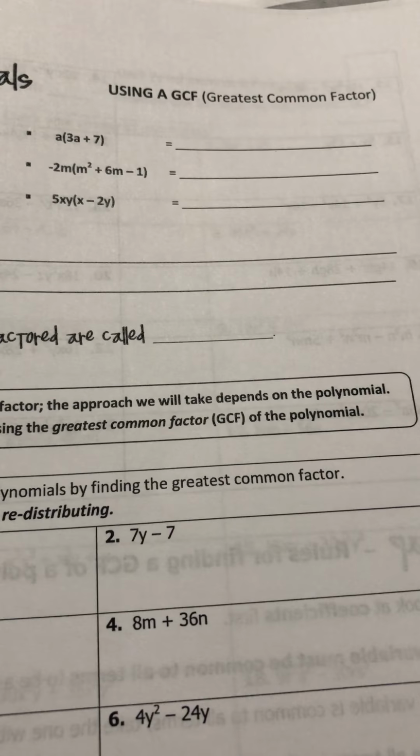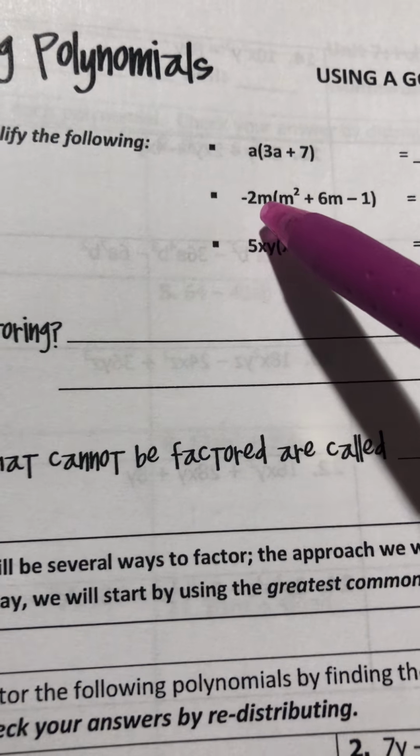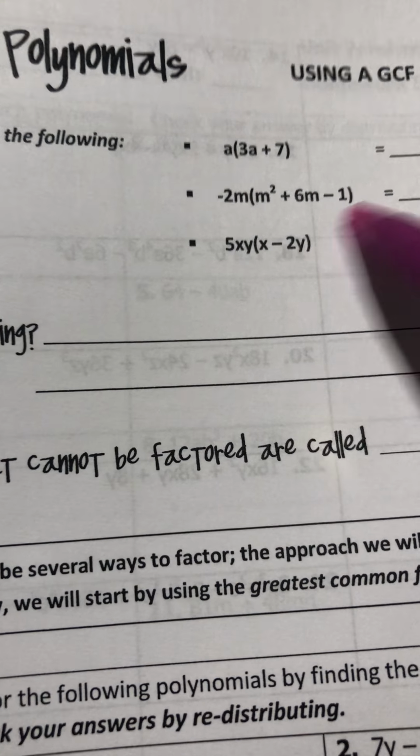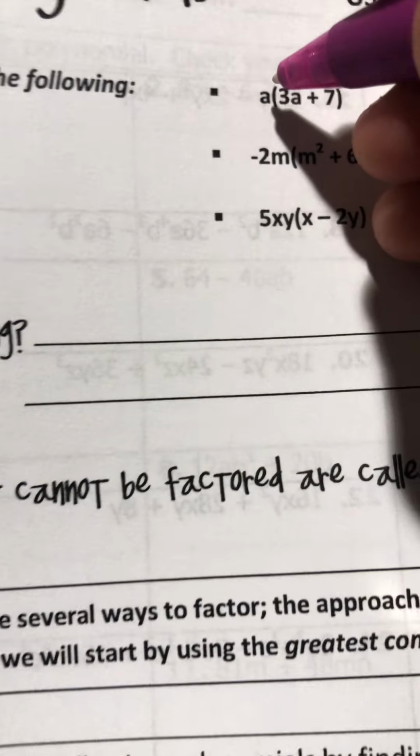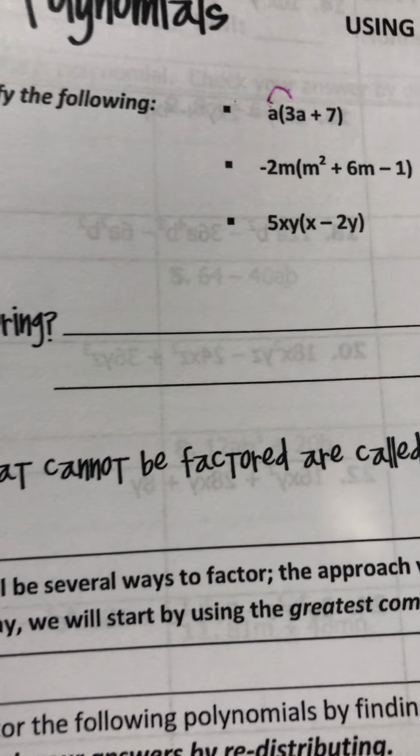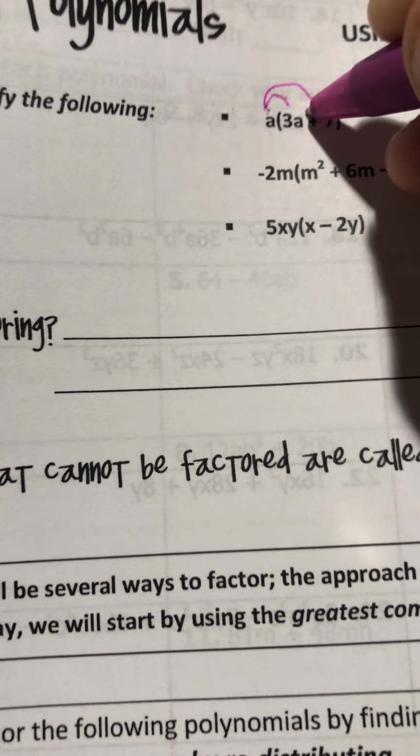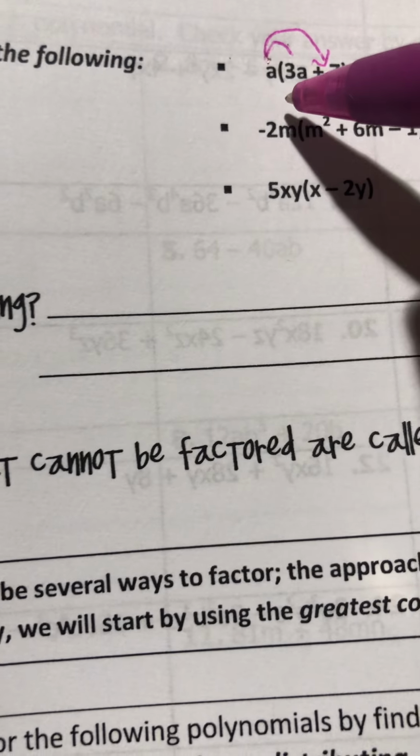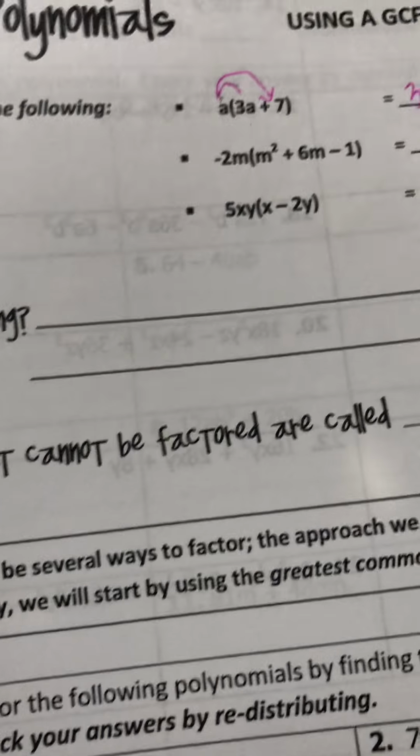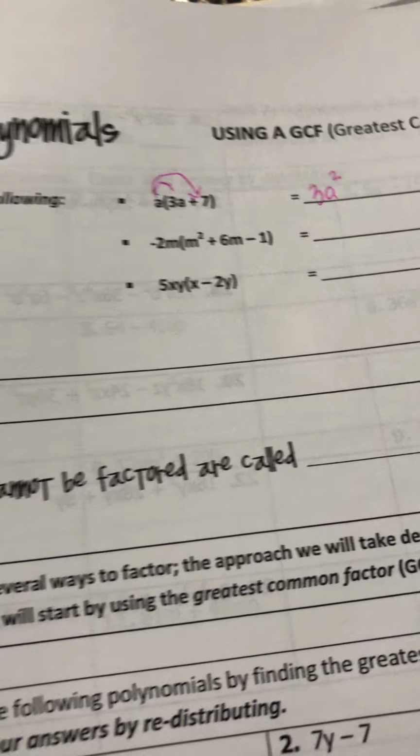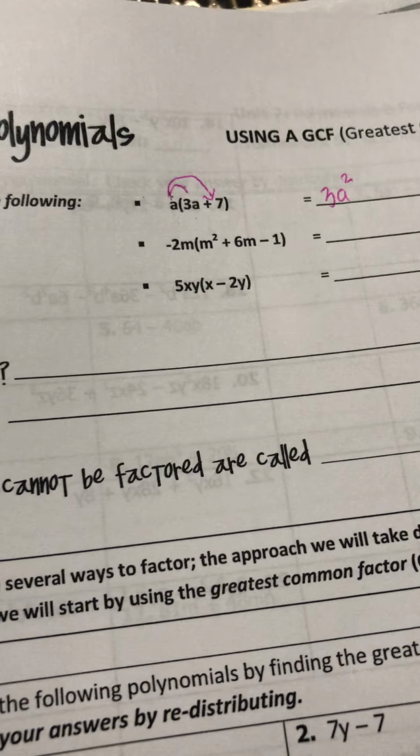So we will do a quick review of what we did last time: multiplying a monomial by a binomial, multiplying a monomial by a trinomial. What we were doing was multiplying the monomial by each term inside the parentheses. So when I multiply a with 3a, it gives me 3a squared, as in multiplication the powers are added. Now a times 7 gives me 7a.